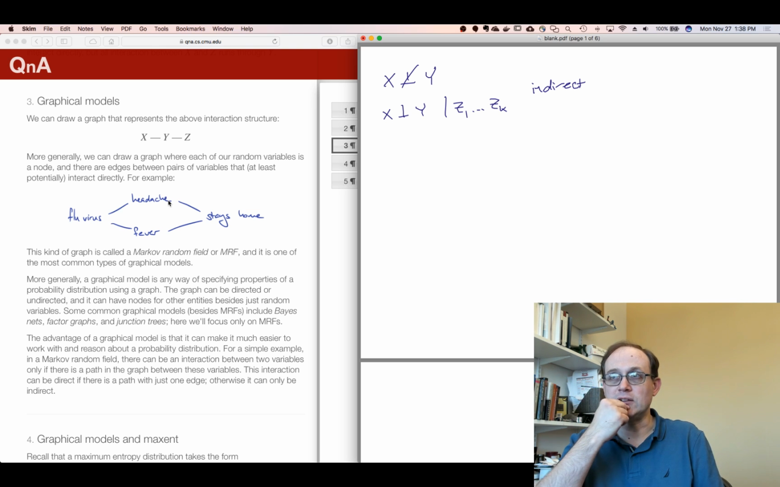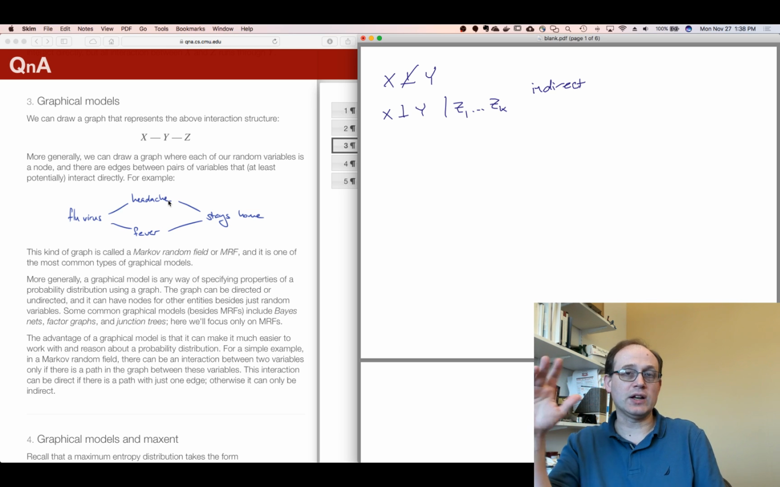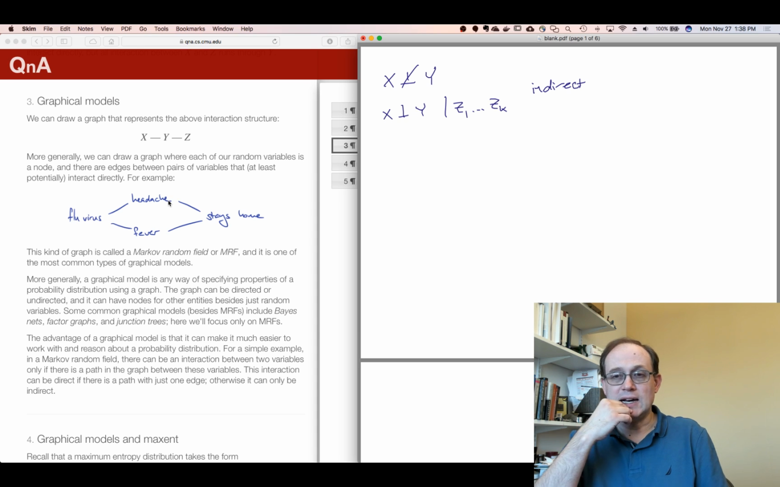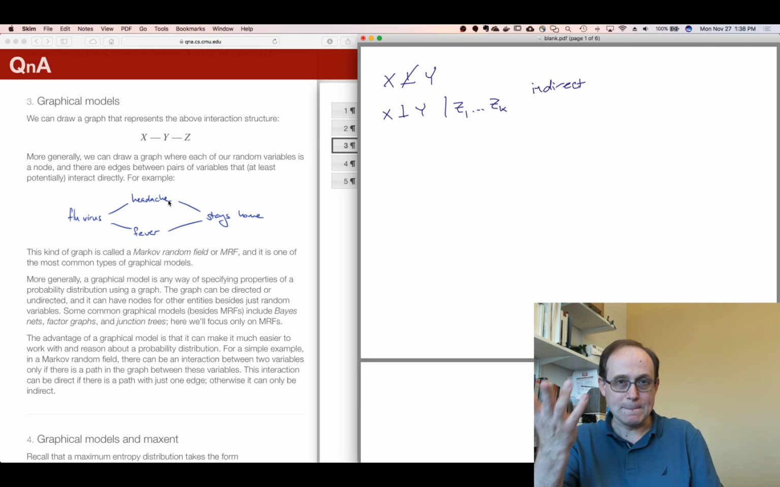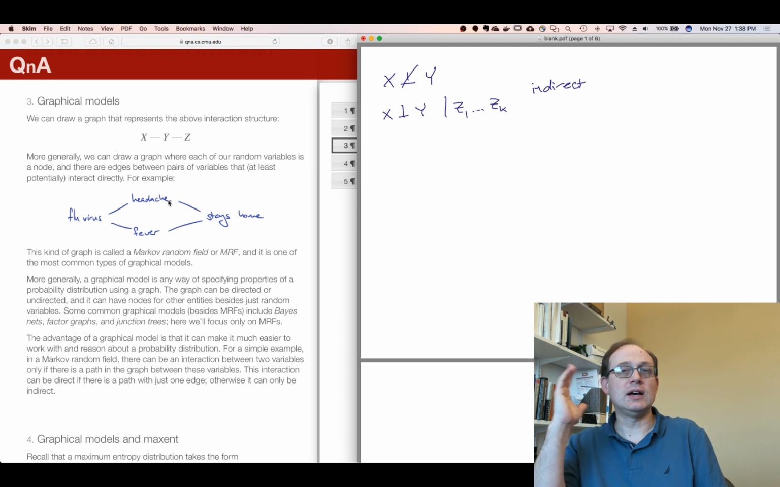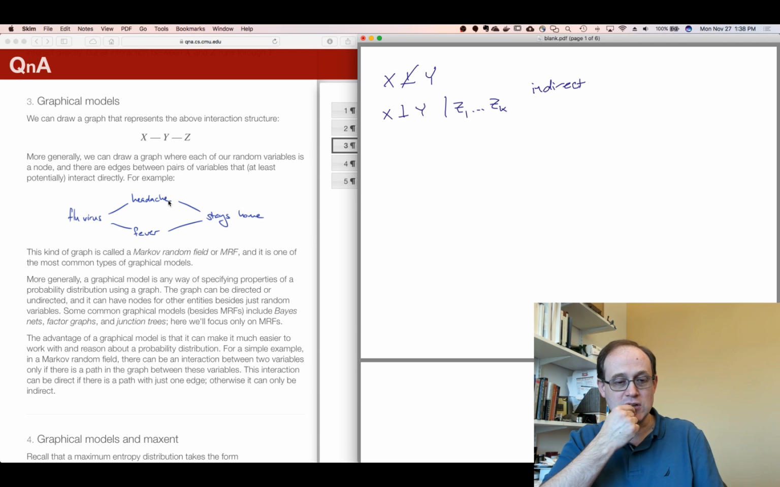types of graphical models. There's lots of other types. We're not going to really talk about them here, except to mention that it's a good idea to know that there are these other types. Some of the names, if you're interested in looking them up, are Bayes nets, factor graphs, and junction trees. And again, if you want to learn more about all of these different types of graphical models, take the course on graphical models. It's a nice course.